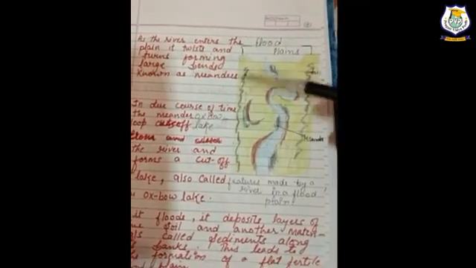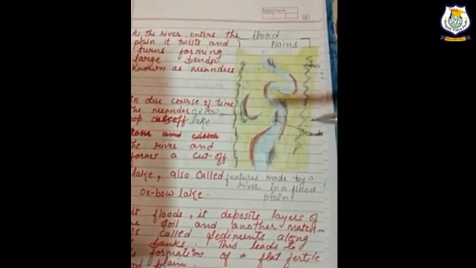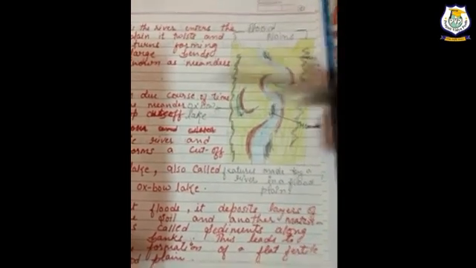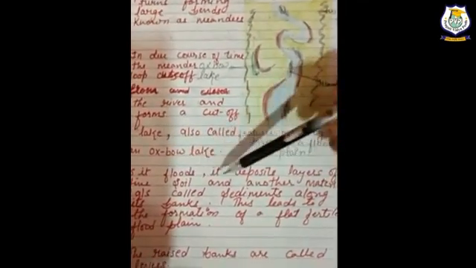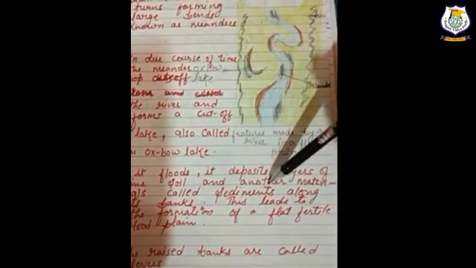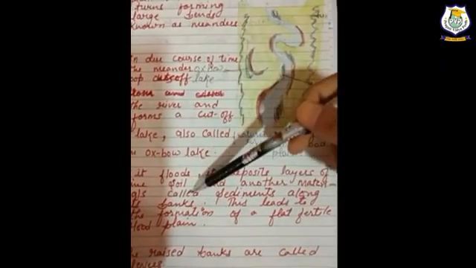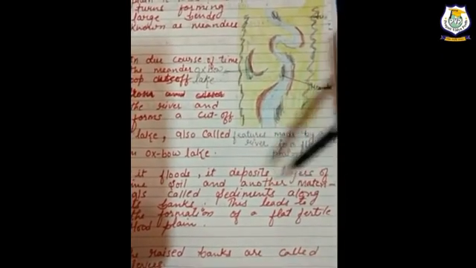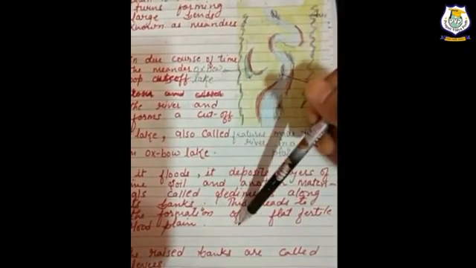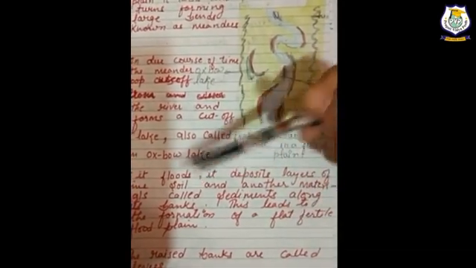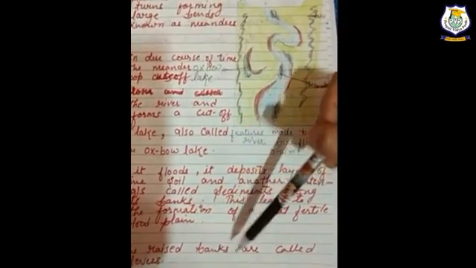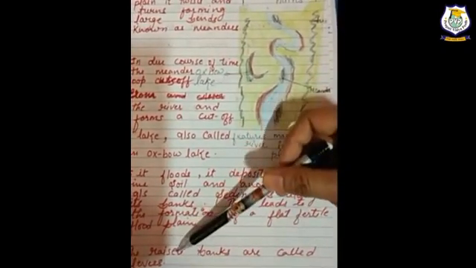At times the river overflows its banks. This leads to the flooding of the neighboring areas. As it floods, it deposits layers of fine soil and other materials called sediments along its banks. This leads to the formation of a flat, fertile flood plain, and the raised banks are called levees.